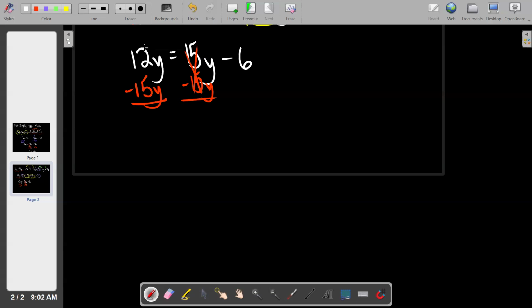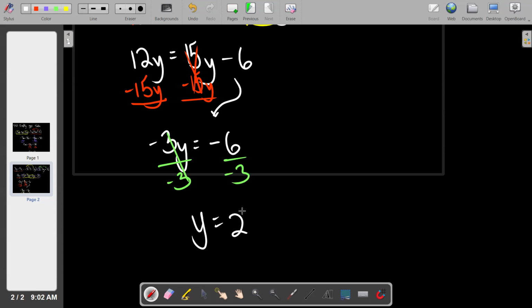So what is 12 minus 15? If you had $12 in your bank account and you spend 15 on your debit card, it would be -3. And then you bring down the number. The artist formerly known as -6 is now known as -6, then you divide both sides by -3. Correct. And when you do that, you wind up with y equals 2.